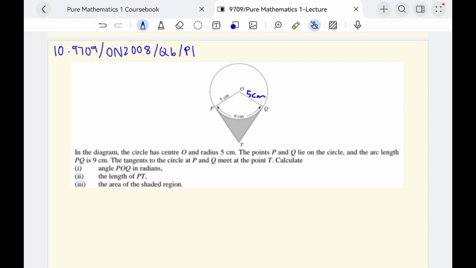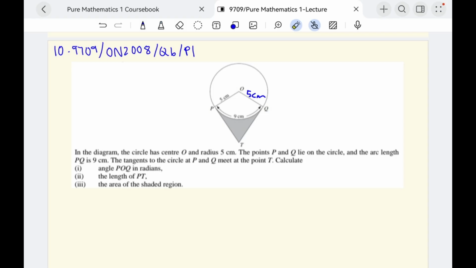The points P and Q lie on the circle, where P and Q are the points of contact where the lines are tangent to the circle. And the arc length of PQ is 9 cm. The tangents to the circle at P and Q meet at the point T. Okay, as the two tangents intersect at point T. Sorry, apologize about it.